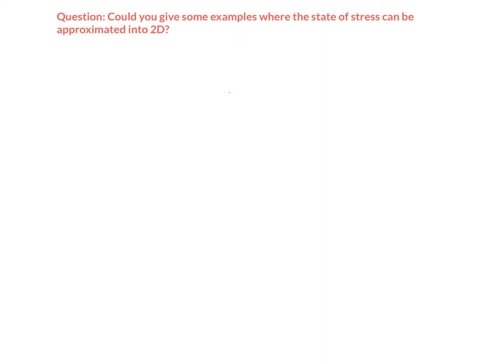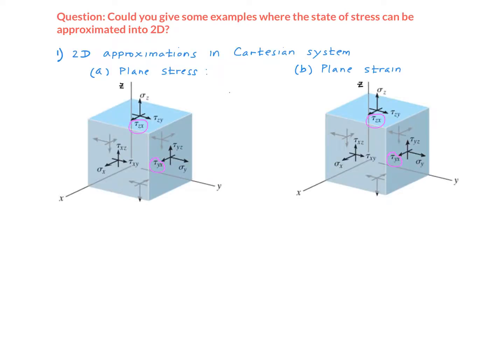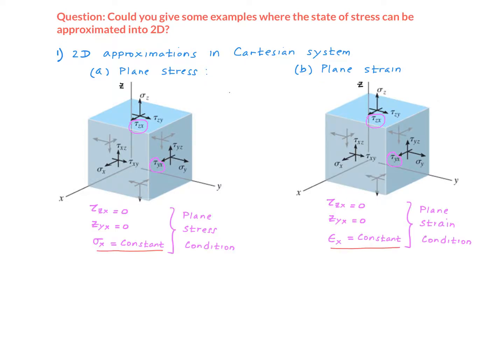The question I have is, could you give some examples where the state of stress can be approximated into two-dimensional? Let's start with two approximations that are commonly used in the Cartesian framework, and they are called the plane stress approximation and the plane strain approximation. So what exactly are they?